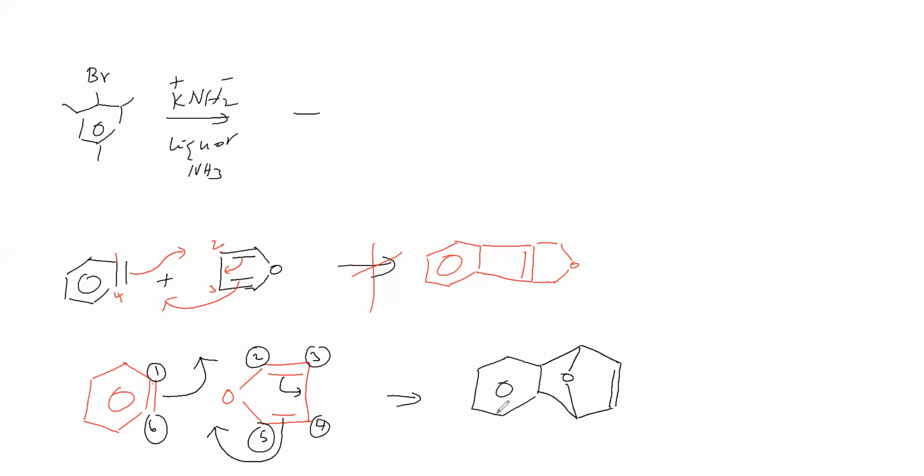This reaction is called what? Diels-Alder reaction. This is an addition reaction. Because the pi bond is converting into a sigma bond, therefore it is called an addition reaction, we can say. This pi bond is converting into a sigma bond. This pi bond is also converting into a sigma bond. Therefore, it is an addition reaction.